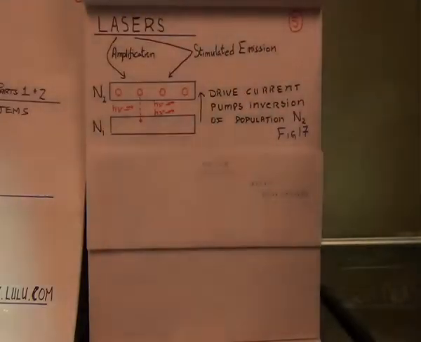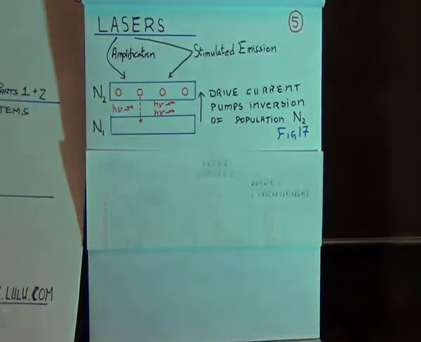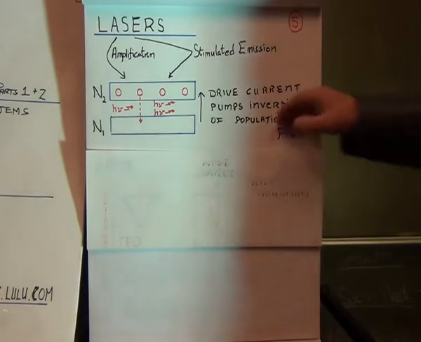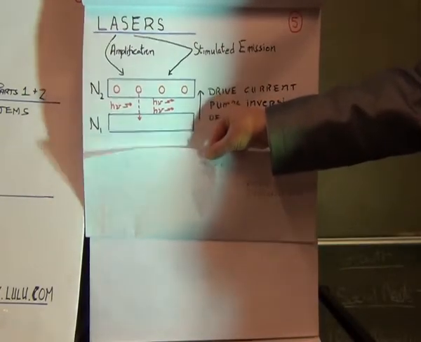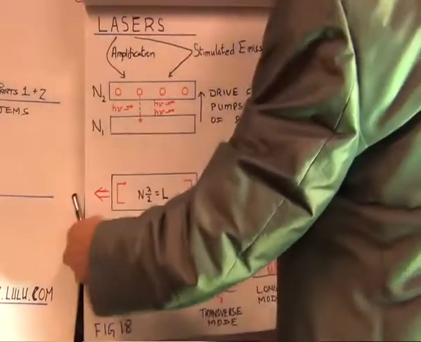To make it into a laser, we must make the amplifier into an oscillator. How do you make an amplifier into an oscillator in conventional electronics? Feedback. So we need some kind of feedback here. And in the case of an optical oscillator, that means a mirror.